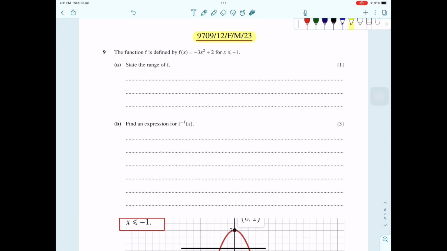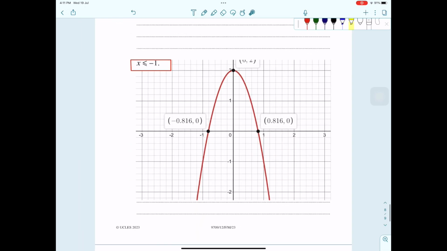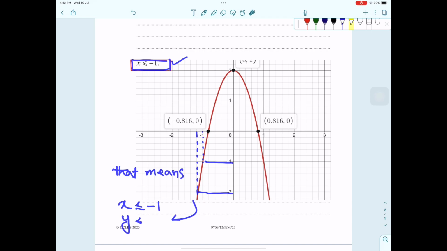This is March 2023. This is question number 9 and its first part is state the range of f. So basically there are two different ways. First is you can draw it on a graph and then you can find its range. This is your domain, and if for x is equal to -1, the value of y is -1. Similarly, any value which is less than -1 will give you any value which is around -2 on y-axis. That means when x is less than or equal to -1, you will get y, which is also called range, less than or equal to -1.